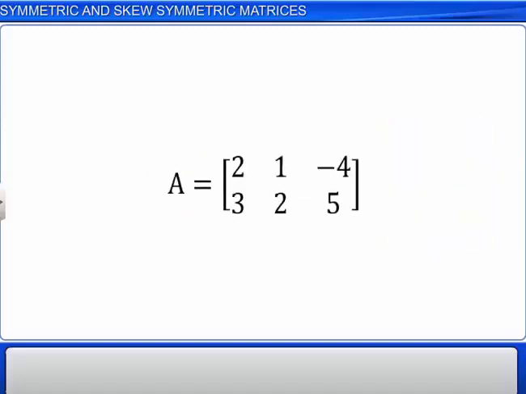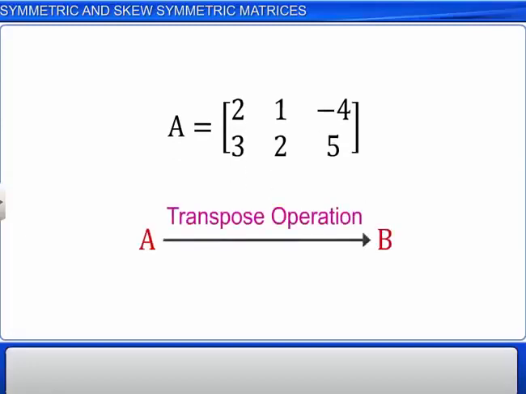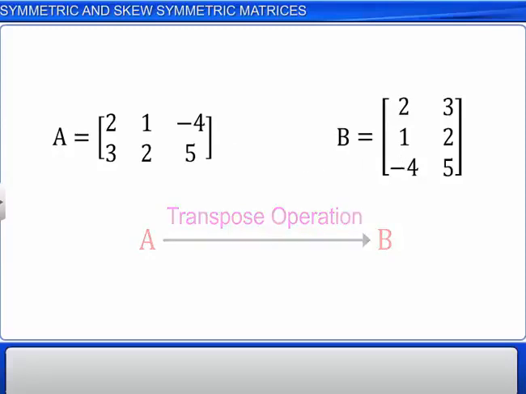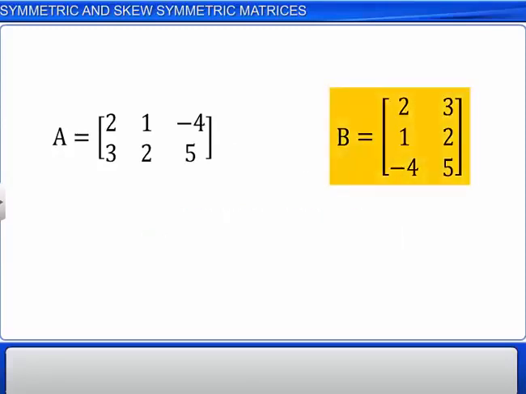To understand this, let's find the transpose of matrix A as shown. Let the matrix that we obtain after transposing A be B. Let's see how we obtain this matrix. The first row of matrix A becomes the first column of the matrix B. Similarly, the second row of A becomes the second column of B. Now, the completed matrix is the transpose of A.